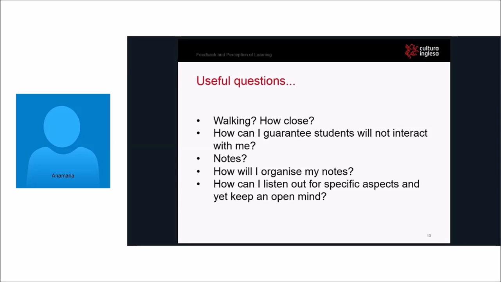Well, I have to think of the distance, right? Shall I take notes? A lot of notes, fewer notes? How will I organize my notes? Should I organize them as I plan to board them? How can I listen out for specific aspects and yet keep an open mind, right? So these questions will come up again as we look at the feedback, how the monitoring was done and how the feedback was given, right? So, do you have any questions, comments related to monitoring? Feel free to share.